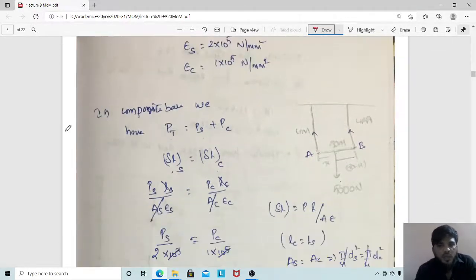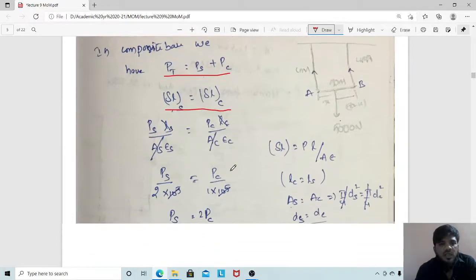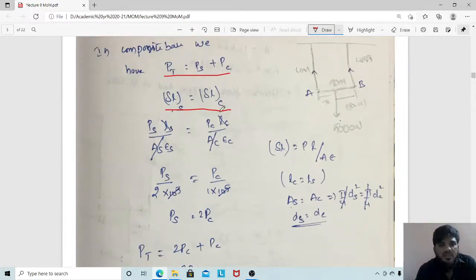Now I am taking the composite bar condition. The very first condition is PT equals PS plus PC. The second condition is that delta L of copper should be equal to delta L of steel. With this you will get the relationship between PS and PC. I am applying this. You already know delta L is equal to PL by AE, where delta L is the deflection, elongation or deformation of the bar. So PS into LS by AS into ES equals PC into LC by AC into EC.